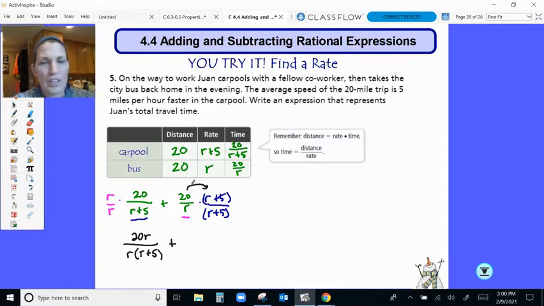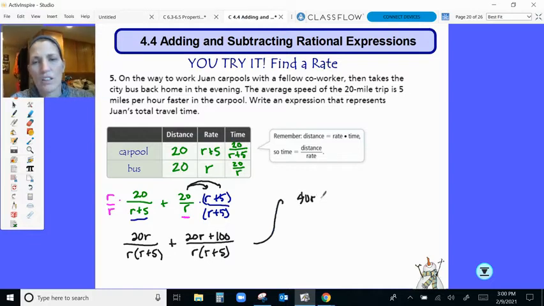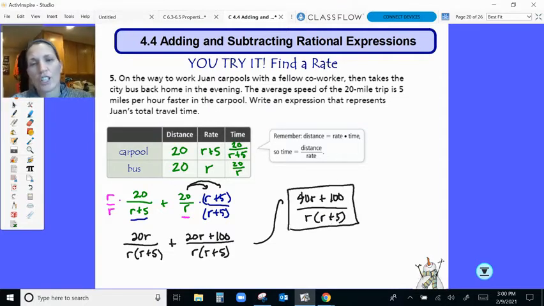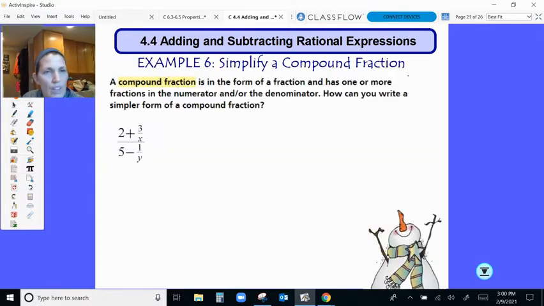Plus, I'll distribute this 20 through the parentheses, so we'll get 20R plus 100 over R times R plus 5. Now I can simplify and combine like terms on the top. So we have 40R plus 100 all over R times R plus 5. And that is all they're asking here, just the expression. They don't want us to find any kind of total time or anything like that. Okay? And that's how you find a rate.